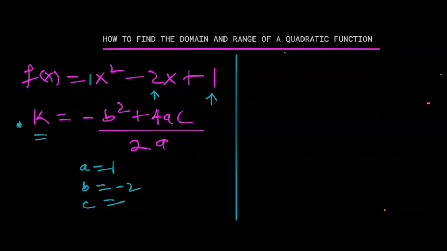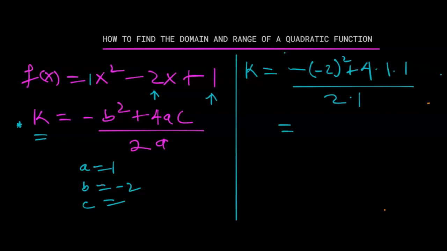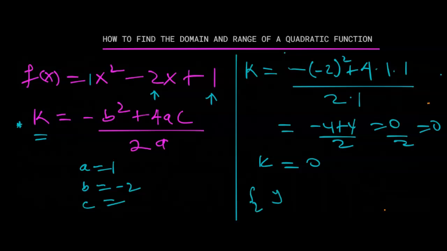And so we just teach that our k is equal to minus 2 squared plus 4 times a is 1, c is 1, all over 2 times 1. Now this gives us minus 4 plus 4 over 2, which is 0 over 2, which is 0. And so our k is again 0. And we say that our range is equal to y is such that y is greater or equal to 0.